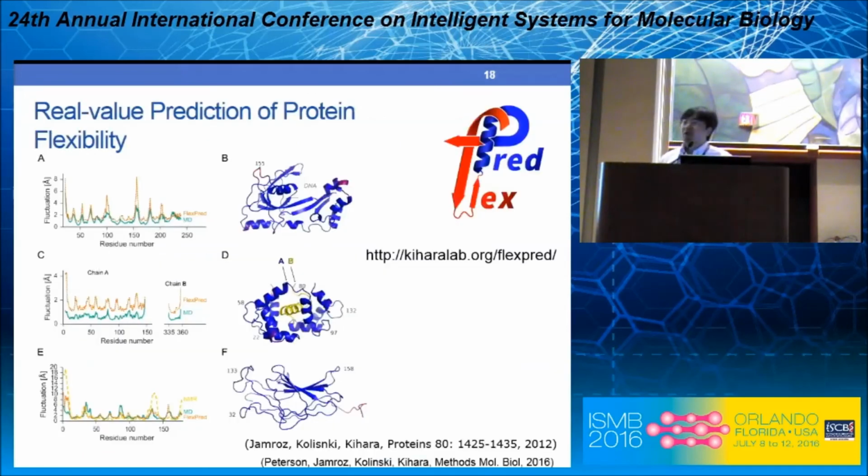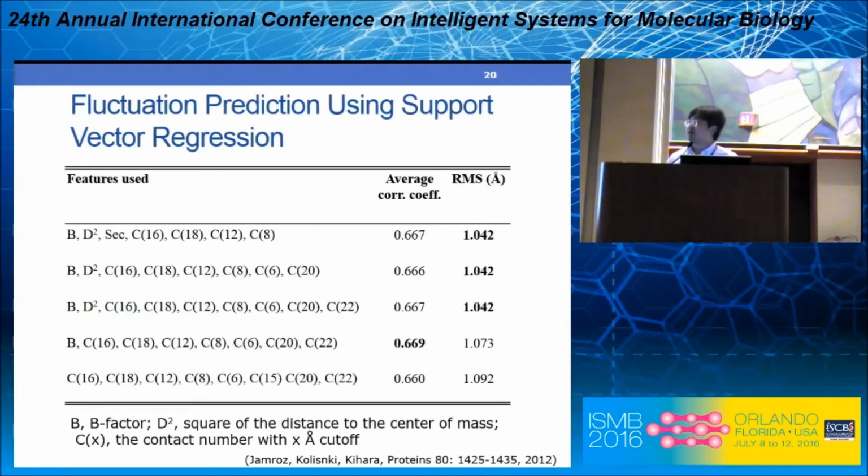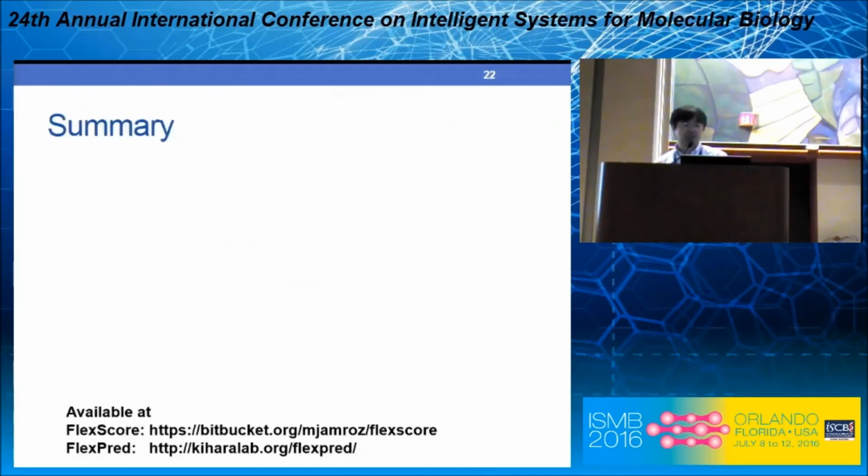If we want, we can also predict the flexibility. We have a server, FlexSpread, which computes the fluctuation of individual residues using support vector regression rather than using MD simulation.